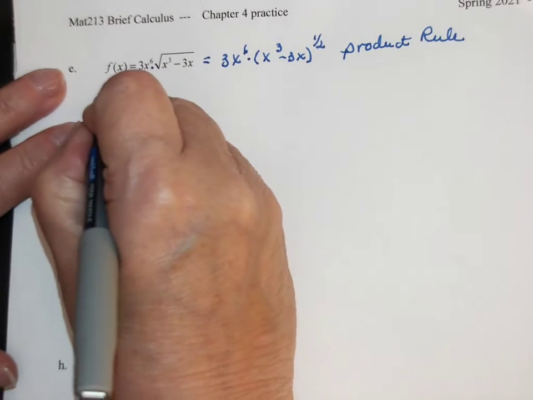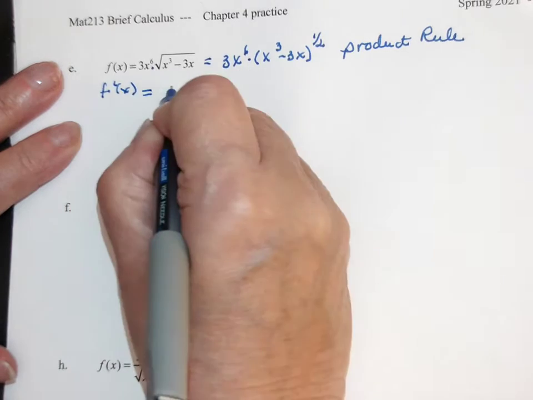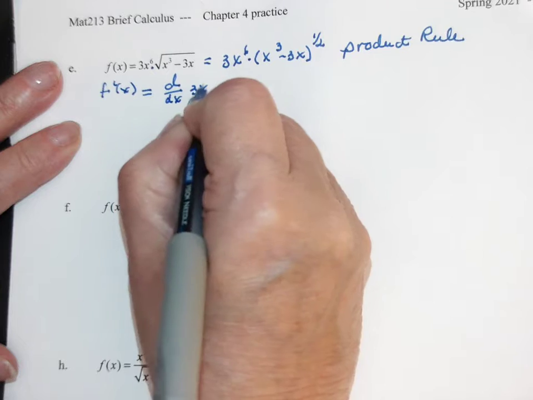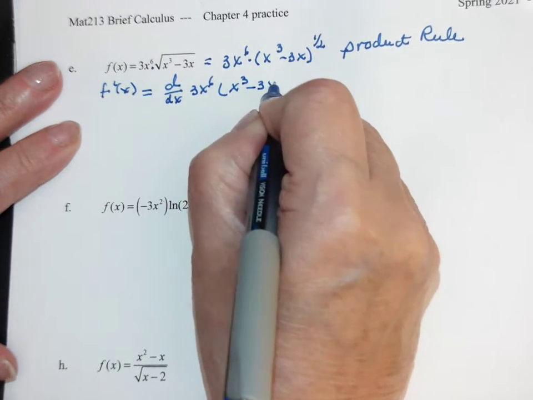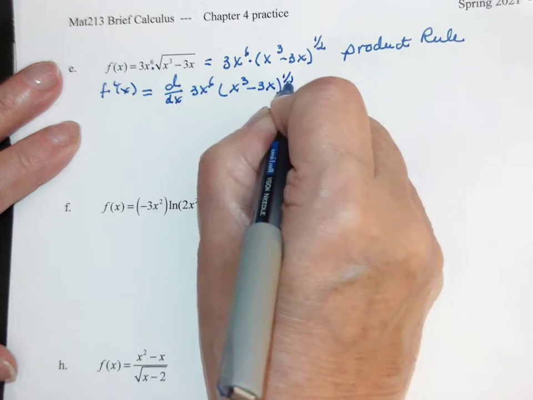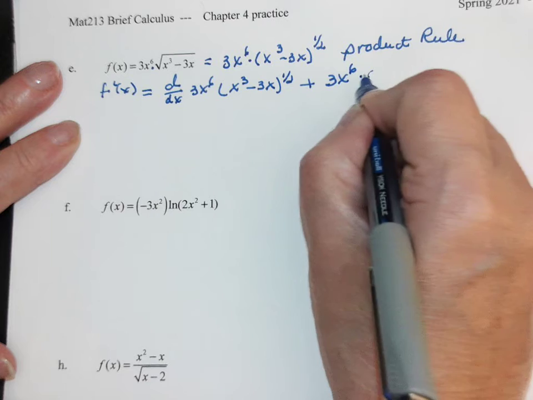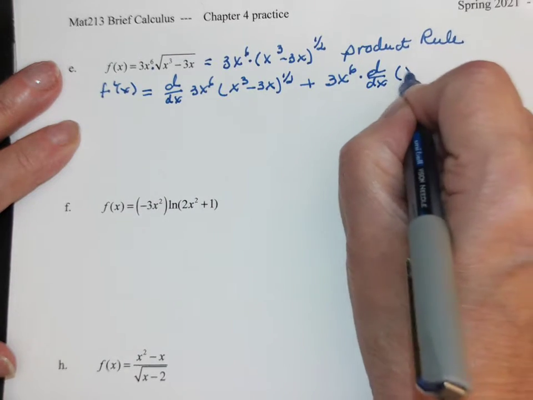So what's the derivative? Well, remember product rule says it's the derivative of the first times the second plus the first times the derivative of the second.